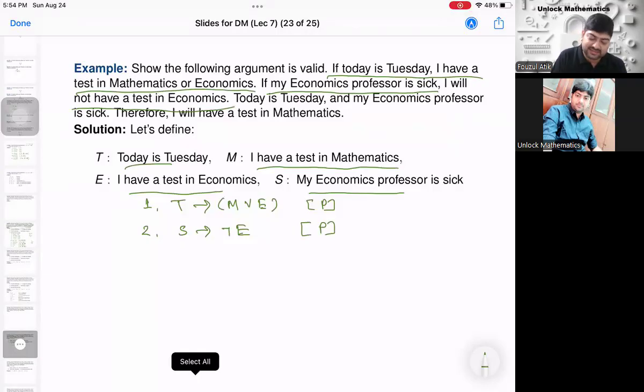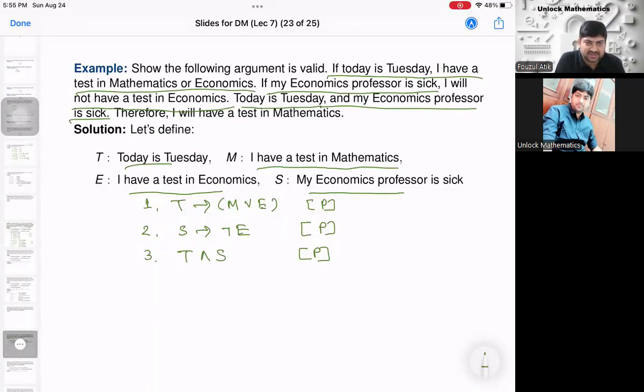Then what is the third sentence? Today is Tuesday and my economics professor is sick. Today is Tuesday means T, and my economics professor is sick is S. So T and S, this is the third premise. So these three are the premises or hypotheses.